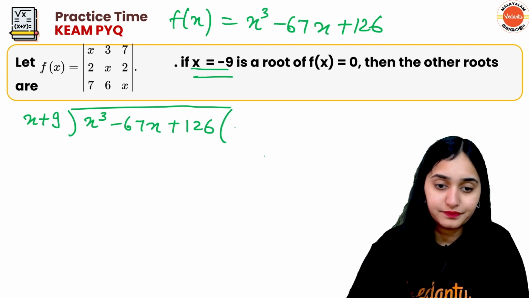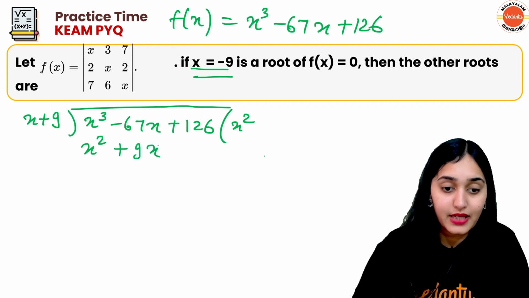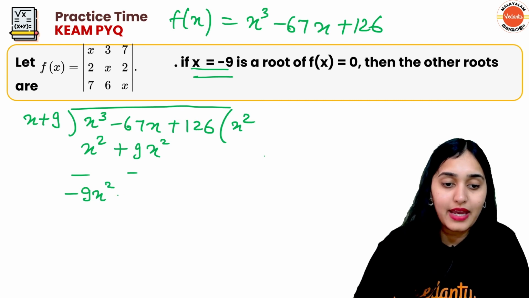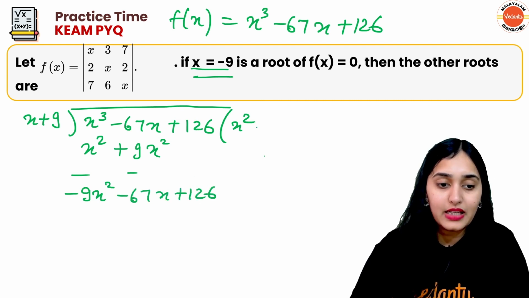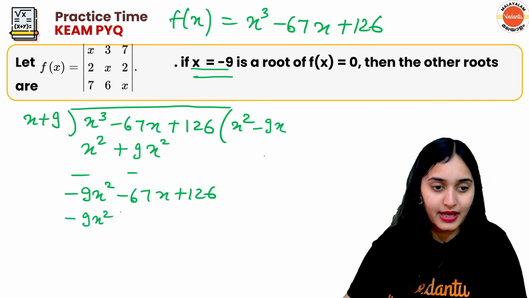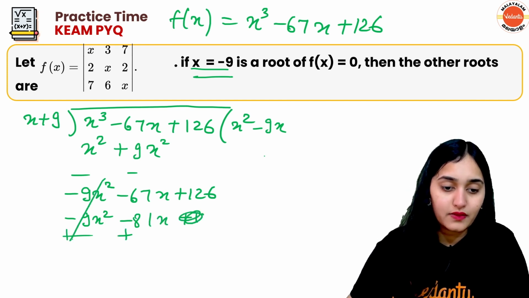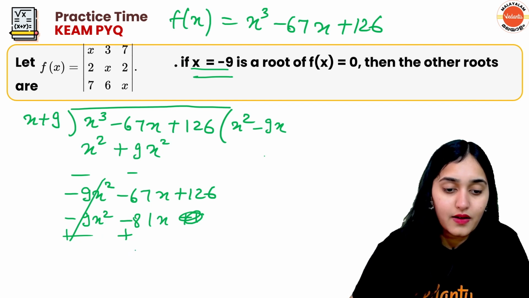So I will divide x square plus 9x square. Minus minus, so it will be minus 9x square minus 67x plus 126. So this will be minus 9x. So minus 9x square, 81x plus 1, then as it is. Positive, positive, cancel. So this is 14x plus 126.